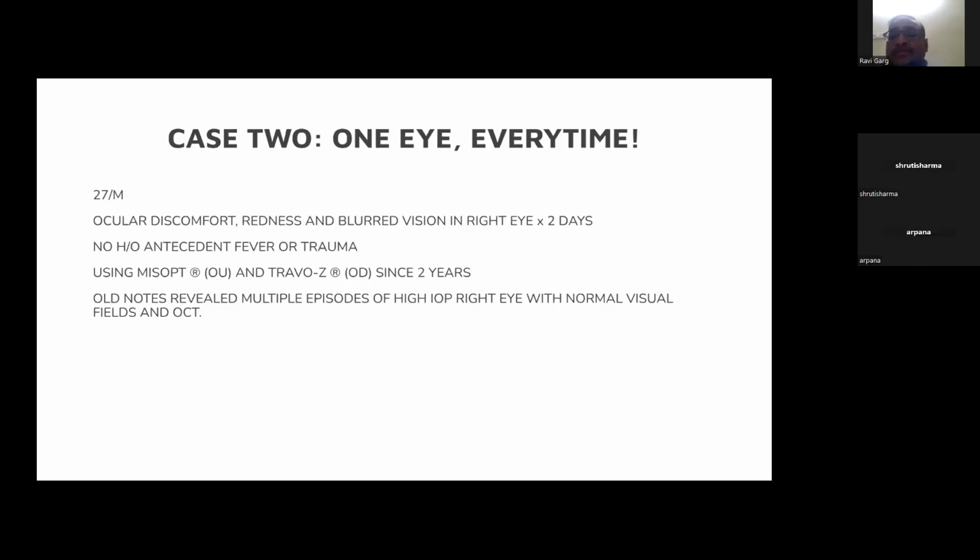Old notes revealed he had multiple episodes of high intraocular pressure in the right eye, with normal visual fields and OCT, but he was continued on anti-glaucoma medication. So a young guy, using anti-glaucoma medication for 2 years. This is what I saw him with on slit lamp.